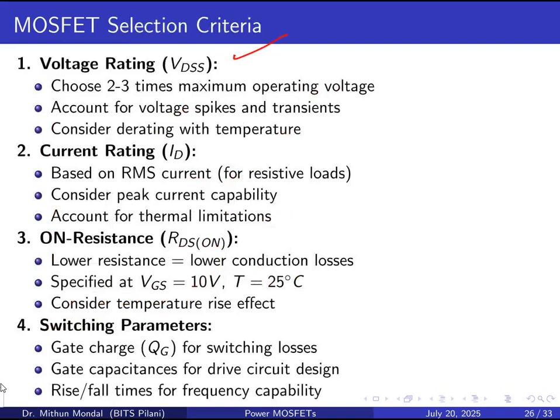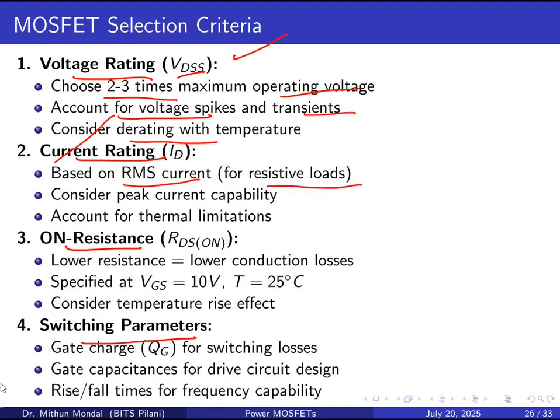MOSFET selection criteria depends upon the voltage rating, current rating, on resistance, and switching parameters. For the drain to source voltage rating, you can choose 2 to 3 times the maximum operating voltage. It can account for voltage spikes and transients. So consider derating with temperature. The current rating is based on the RMS current when you have a resistive load. Consider the peak current capability and account for thermal limitation.